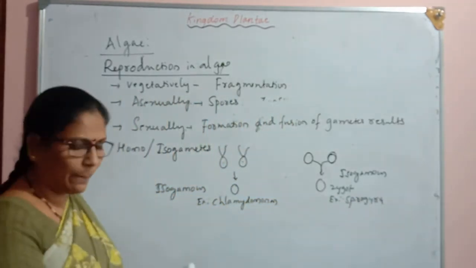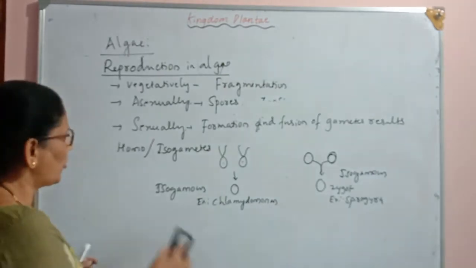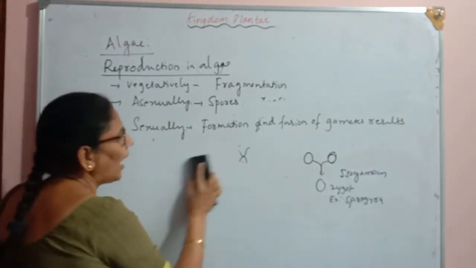There is another type of zygote formation that we call the anisogamous.